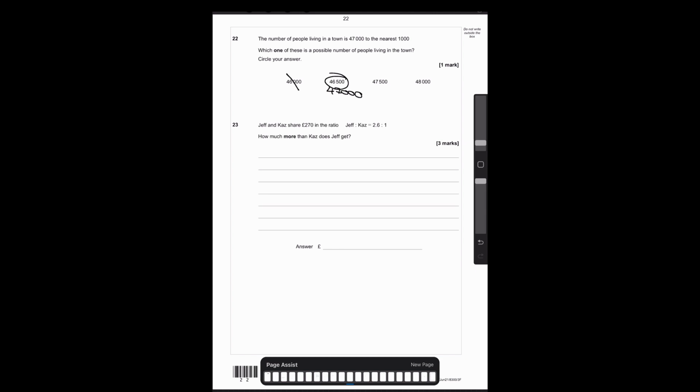Question 23 says Jeff and Kaz share £270 in the ratio 2.6 to 1. How much more does Kaz get than Jeff? In order to work out who gets what first, we need to work out what one unit is. We have a total of 3.6. So 270 divided by 3.6 equals 75. That means each unit is worth 75. Kaz gets 1.6 units more than Jeff. So we can do 75 times 1.6, which equals 120, so Kaz gets £120 more.